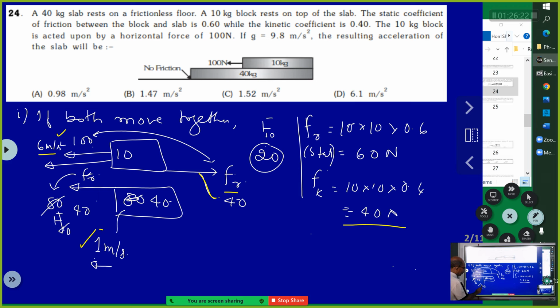The resulting acceleration of the slab is what they have asked with respect to ground. Now if they asked what is the resulting acceleration of the block, with respect to ground it is 6 meters per second square. With respect to the slab it would have been 5 meters per second square. Okay, so that can be achieved in this part.